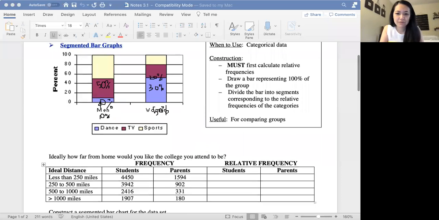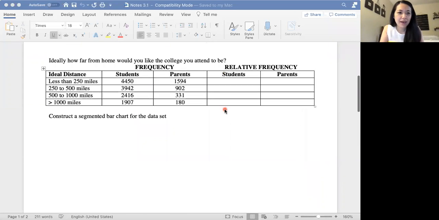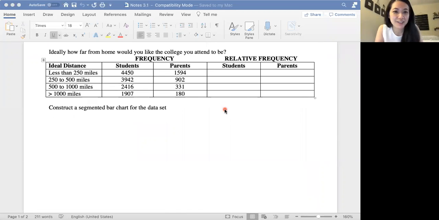So here we go. We have this question, okay, which is, ideally, how far from home would you like the college you attend to be? All right, ideally, how far away from home would the college you go to need to be, or away from your parents, I guess. So we have students and we have parents. Okay. And then we have these four ideal distances, less than 250 all the way up to more than 1,000.